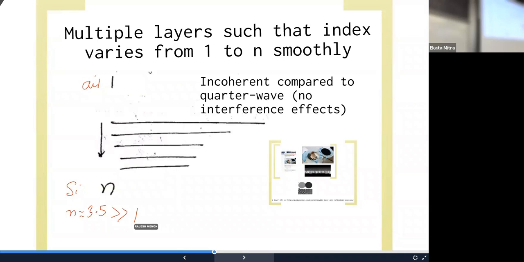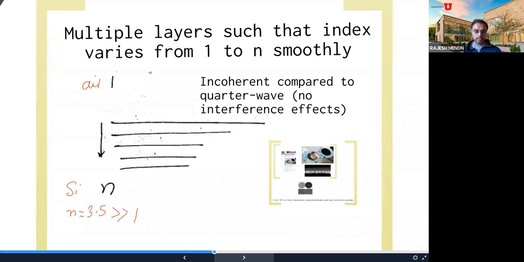And that's the reason you're getting this loss. We'll talk about Fresnel losses, quantify that later. Now, if you could come up with a way to minimize that transition from 1 to N, then you can avoid the losses. So in other words, if I could design something here where the index varies from 1 all the way to N in a smooth fashion.